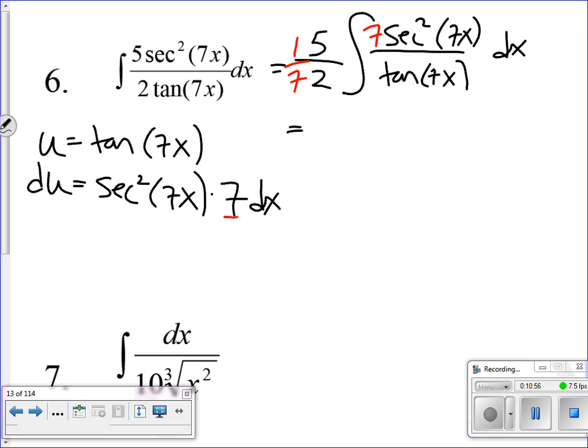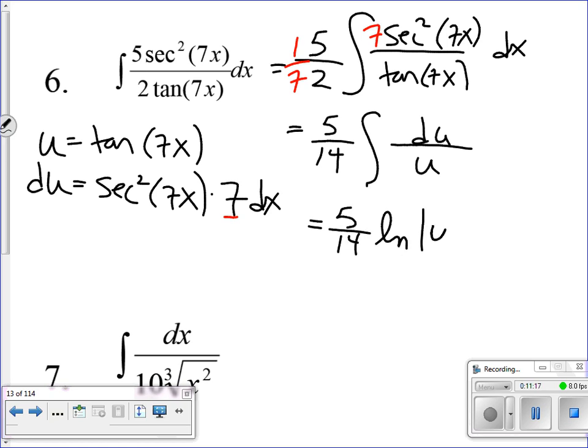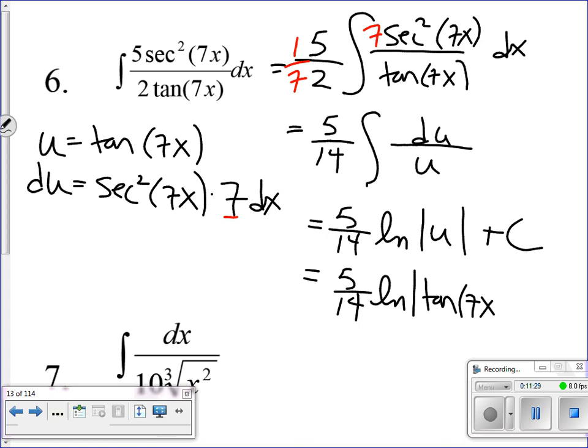Now when we rewrite this, we have 5/14 the integral of du over u. This time, because it's just du over u to the first, we will not bring it up with a negative exponent. When you integrate du over u, you get the ln of the absolute value of u. And so our final answer then, converting it back to x's, would be 5/14 times the ln of the absolute value of tan of 7x plus c.